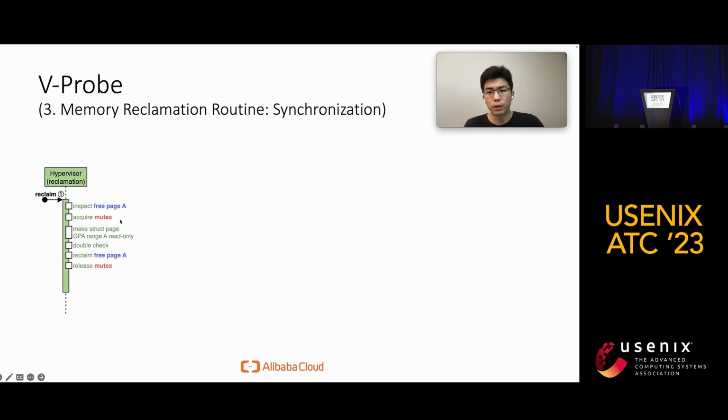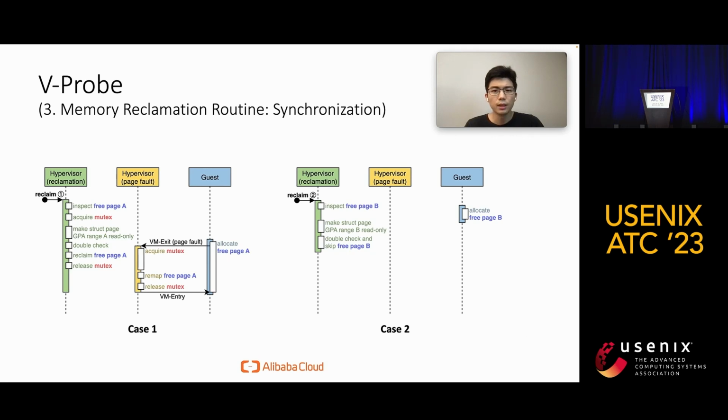After a vprobe detects a free page, it will first acquire a mutex, then make the struct page GPA range read only. Next, it double checks the free status of the page. vprobe will reclaim the page only if the page is still free in the second check. These two figures are the two cases of the racing conditions.